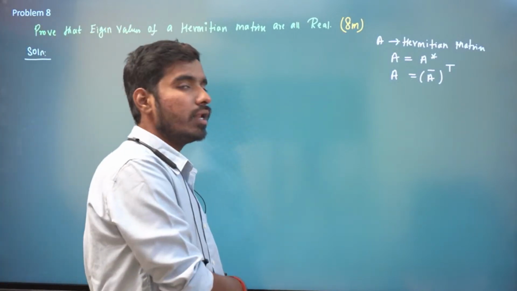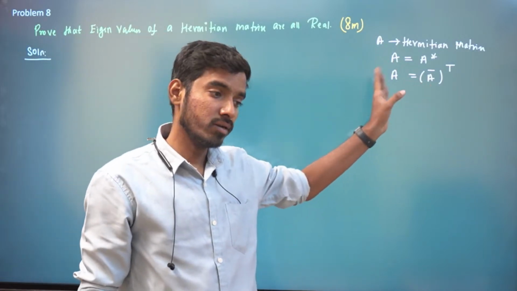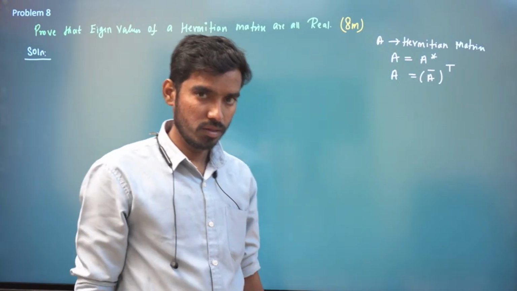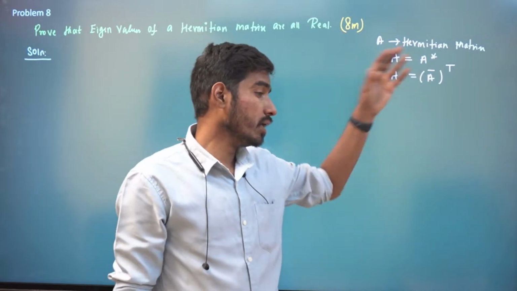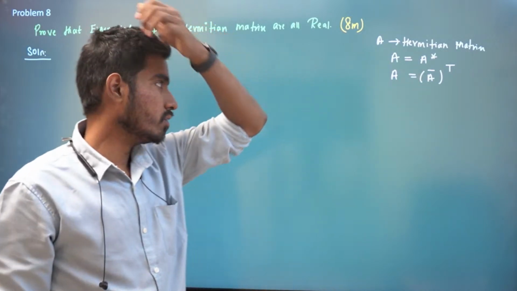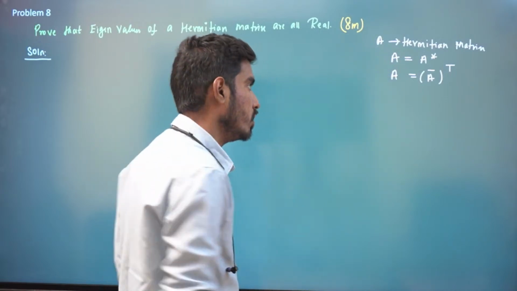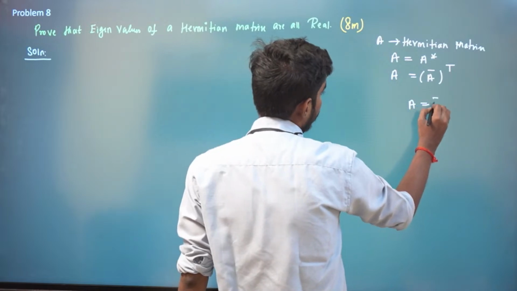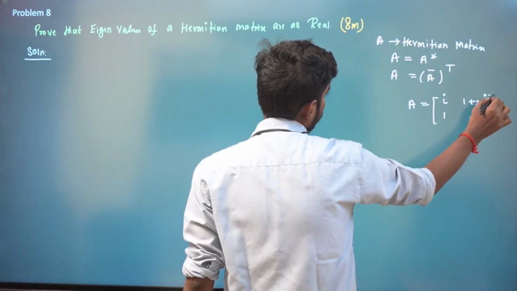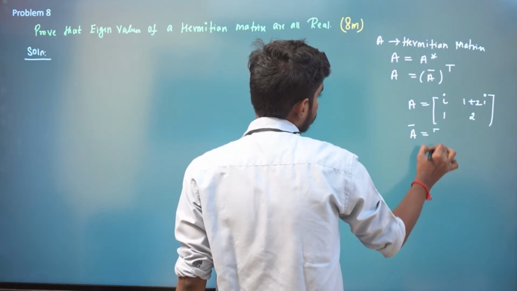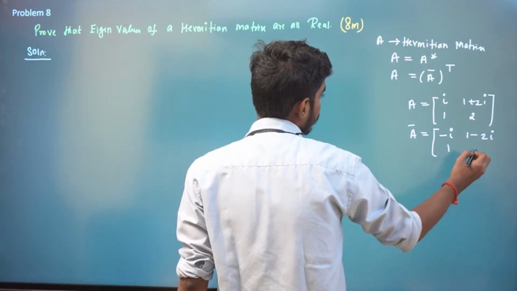So if all the entries are real numbers, then A bar is the same as A, and it reduces to a symmetric matrix. If the entries are complex numbers and A is equal to A bar transpose, then we say it is Hermitian. How do we find A bar? You just take the bar for each entry. For example, if you have a matrix A to be, let us say, i, 1 plus 2i, 1 and 2. Now what is A bar? A bar is given by the conjugate of each element: 1 minus 2i. The conjugate of a real number is the same only, right?